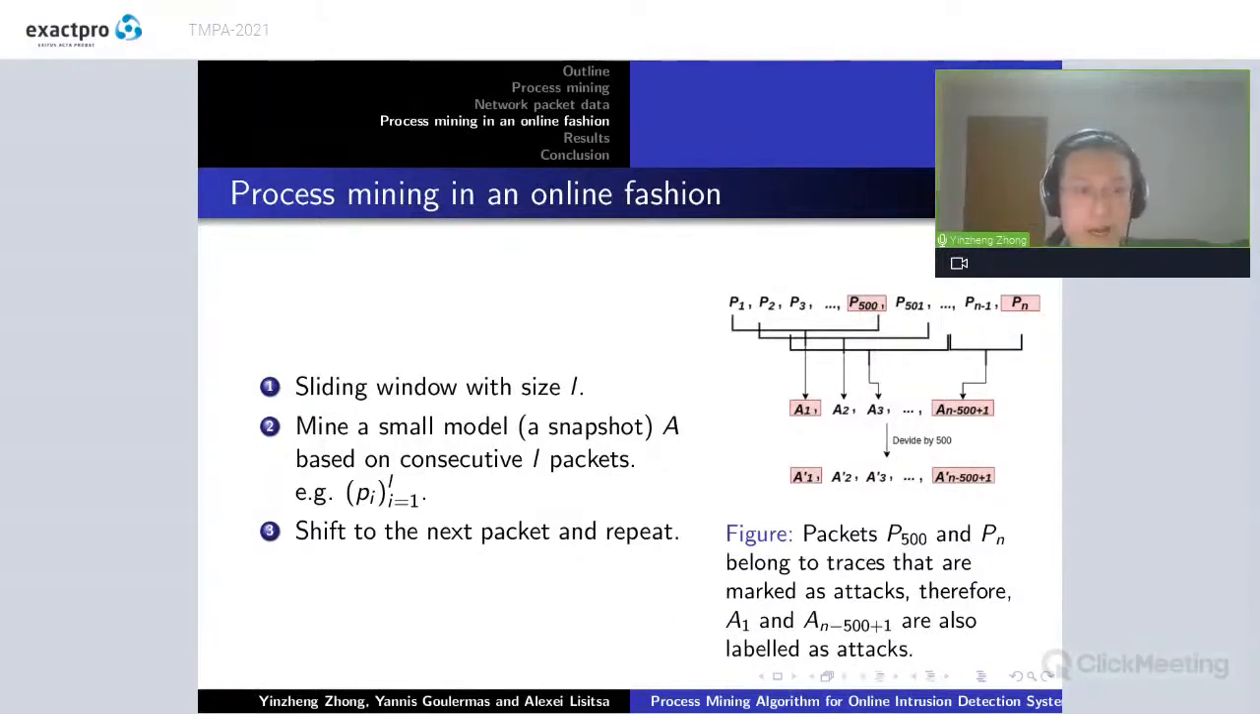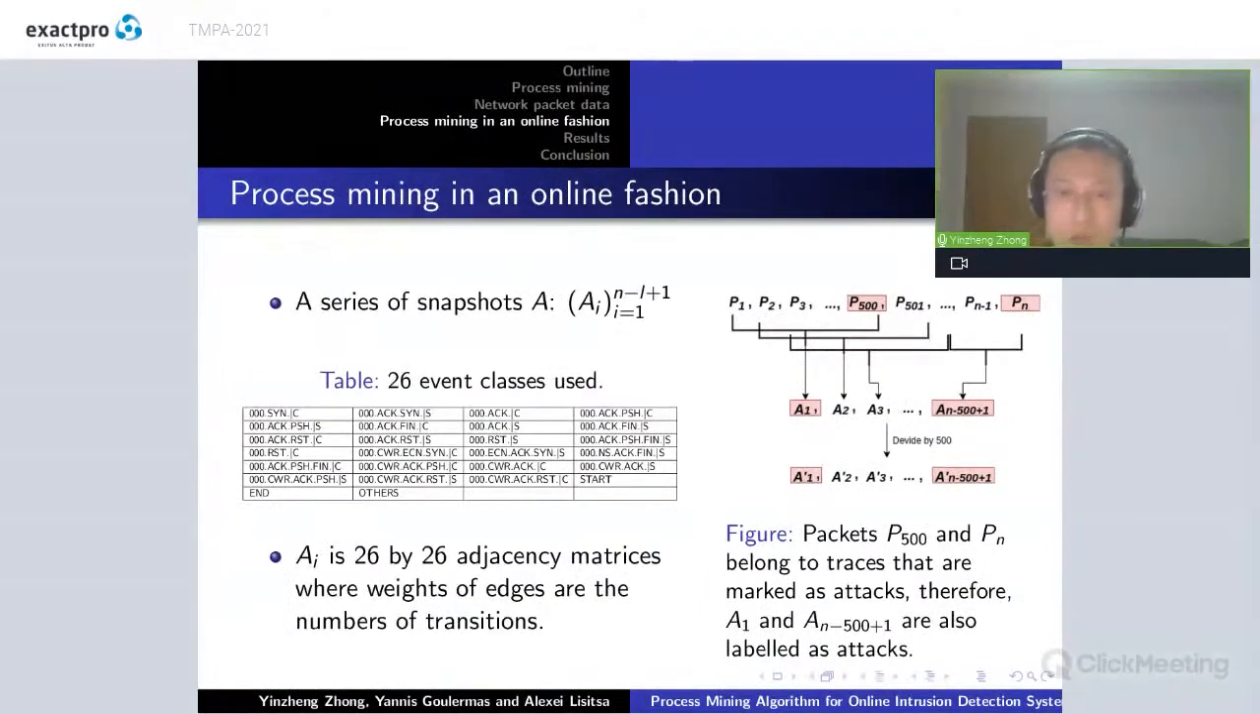After that, we slide the window to the right-hand side, and we mine another snapshot A. We just repeat this until we reach the very last packet, which is PN, and then, as we can see on the next slide, we generate a series of snapshot A's.